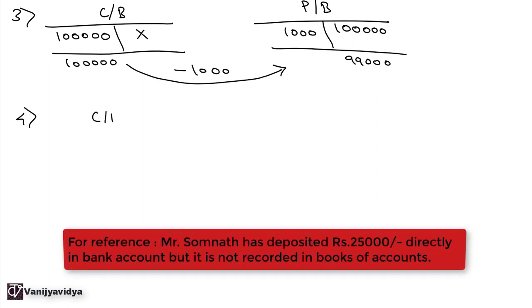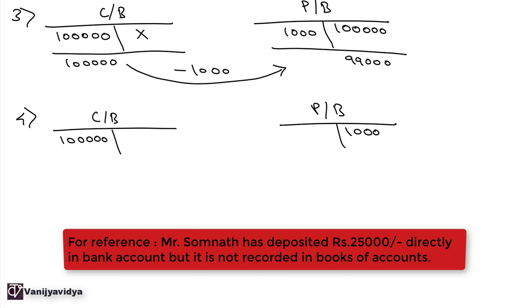Transaction 4, cash book, passbook. Now, there is a direct transfer in our bank account, that is, direct credit. So it is recorded in the passbook. But the same entry doesn't appear in the books of account or cash book.